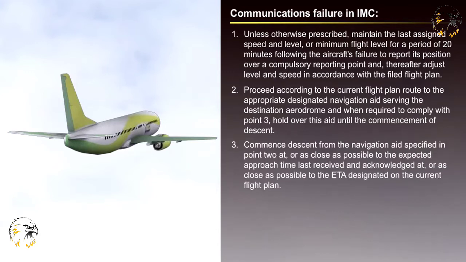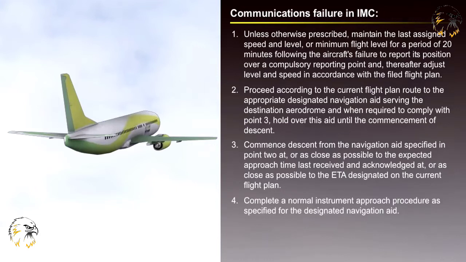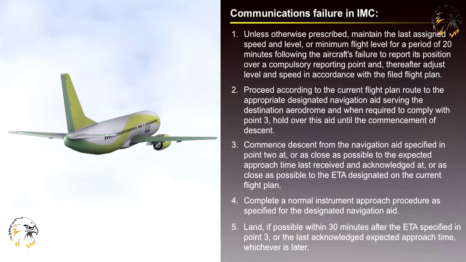Commence descent from the navigation aid specified in Point 2, at or as close as possible to the expected approach time last received and acknowledged, at or as close as possible to the ETA designated on the current flight plan. Complete a normal instrument approach procedure as specified for the designated navigation aid, and land if possible within 30 minutes after the ETA specified in Point 3, or the last acknowledged expected approach time, whichever is later.